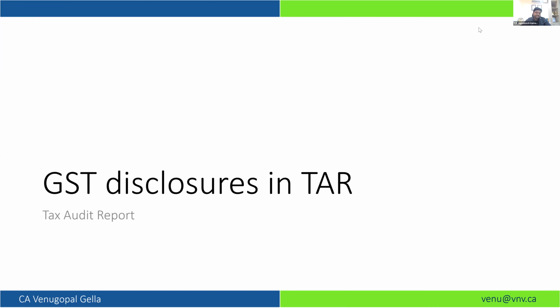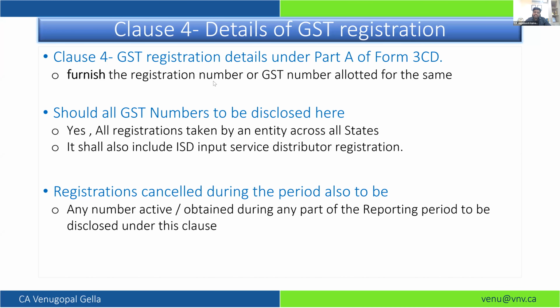First, we'll start with clause 4. There are a total of 44 clauses in the tax audit report, that is in Form 3CD. Out of 44, GST has implications on 3 clauses, that is clause 4, clause 27A, and clause 44. That's the last clause. We'll see in detail what details are required to be furnished in the respective clauses of Form 3CD. First, we'll start with clause 4.